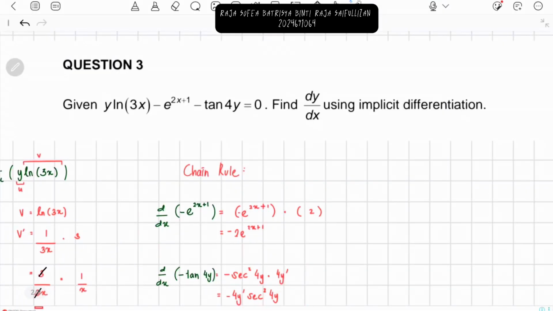Question 3. Given y ln 3x minus e to the power of 2x plus 1 minus tan 4y equals 0. In this question, we need to find dy over dx using implicit differentiation.